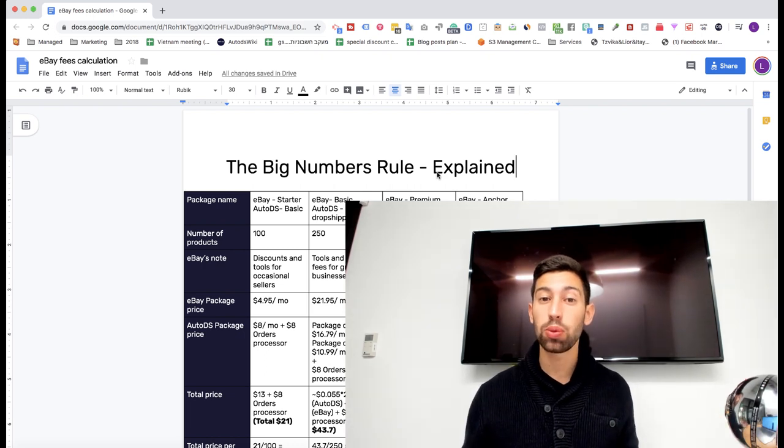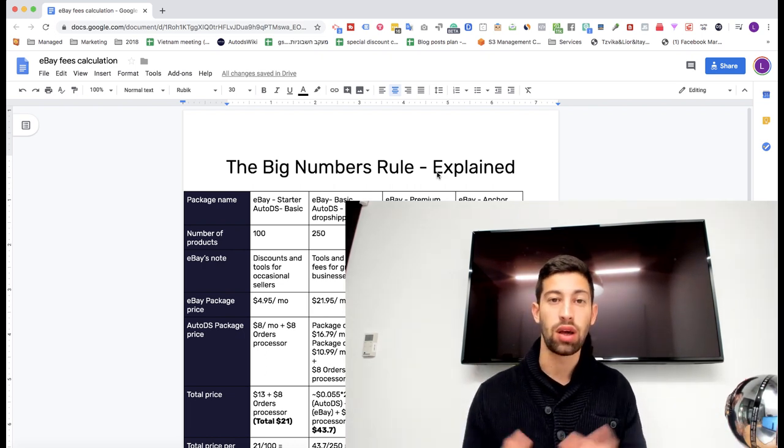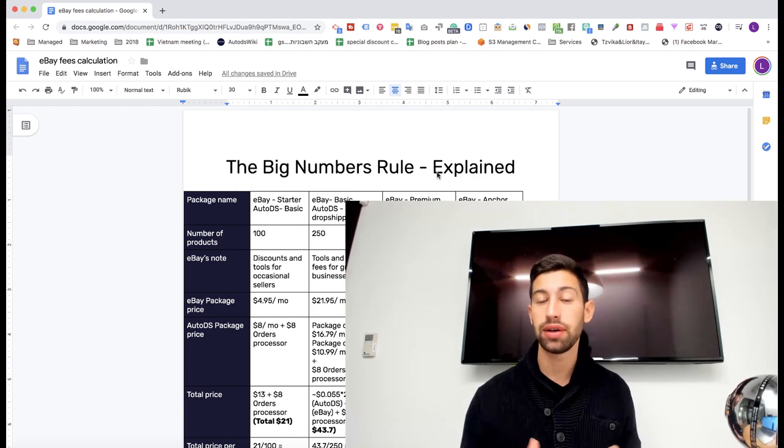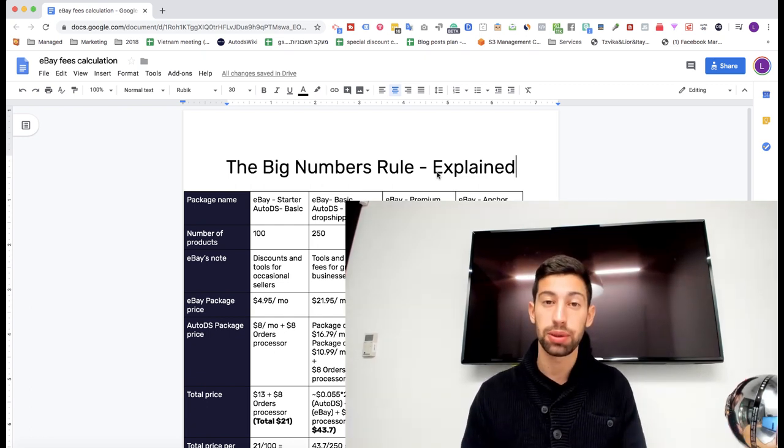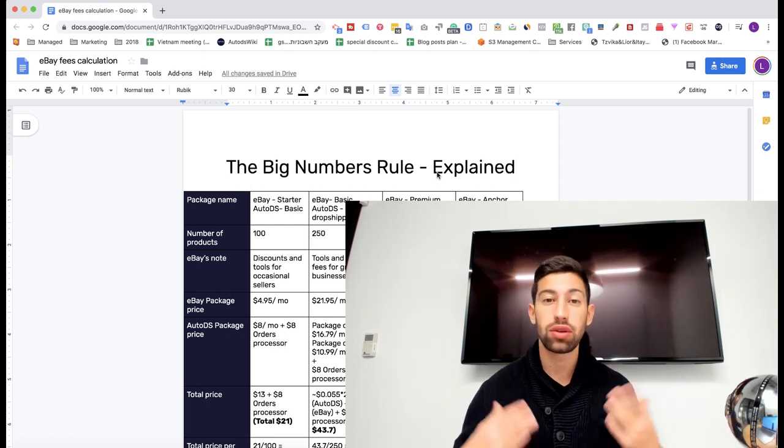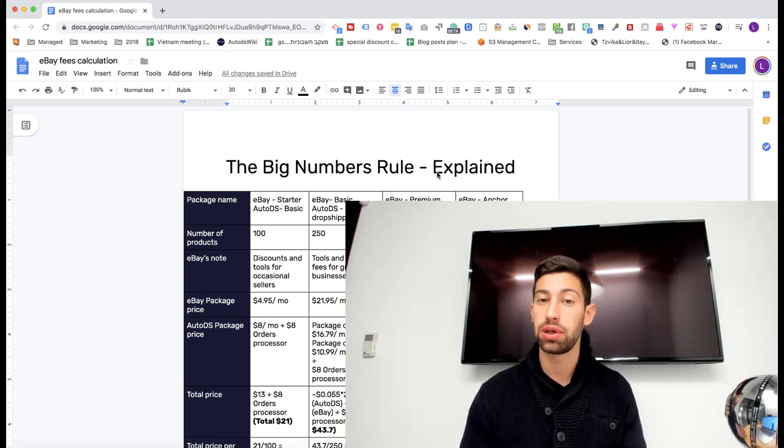Any experienced dropshipper knows what I will show you today. But the thing is that most of the beginners or even the advanced dropshippers still didn't understand this completely and still afraid to grow and to use the big number strategy.